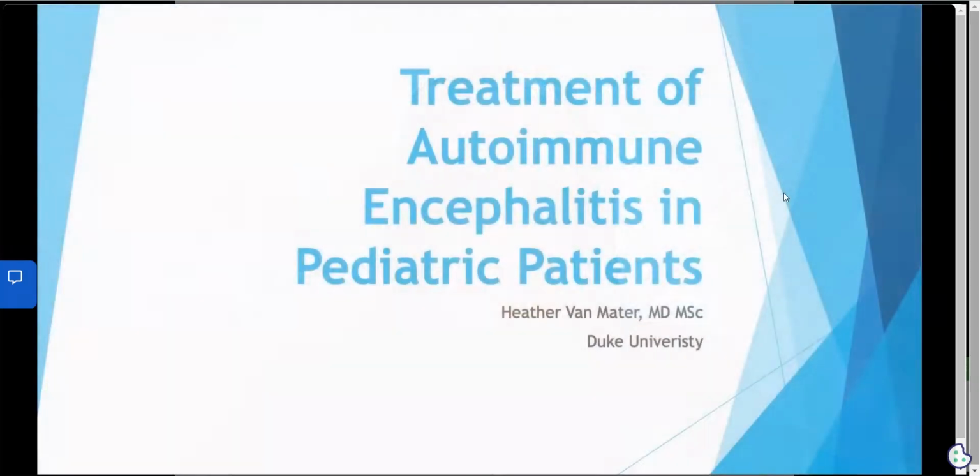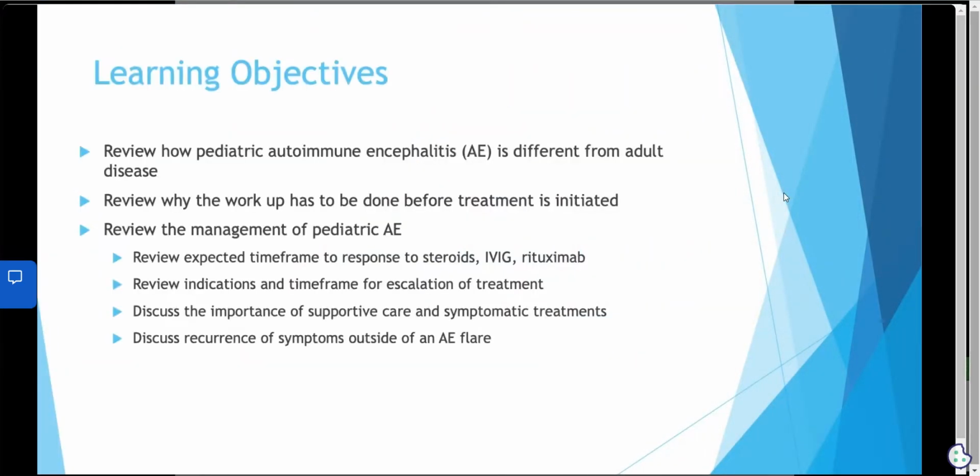I'm going to be speaking about the treatment of autoimmune encephalitis in pediatric patients. Our learning objectives for today are to review a little bit about how pediatric autoimmune encephalitis is different from adult disease. We'll review why the workup has to be done before treatment is initiated. And then we're going to dive into the review of management of pediatric autoimmune encephalitis, in particular looking at the time frame and response to first-line therapies, such as steroids, IVIG, and rituximab.